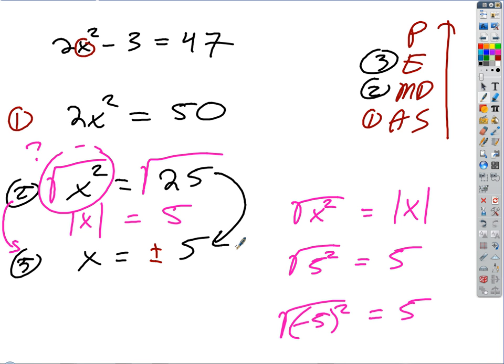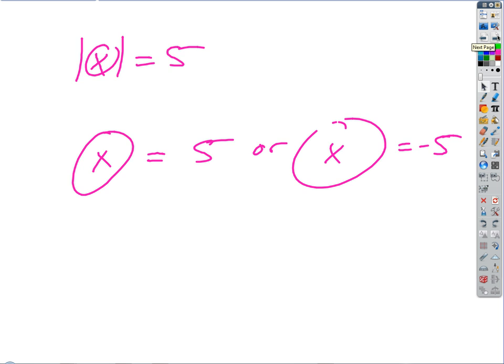Okay, so let's try another one of those. Let's try a harder one. But even the hard ones aren't very hard. Okay, let's try one like this. What if we have 2 times the quantity 3x plus 4 squared minus 3 equals 41. Okay, that is as hard a problem as I could possibly give you, honestly. If you can do this one, you can do any of them.